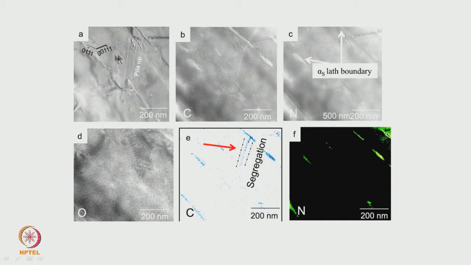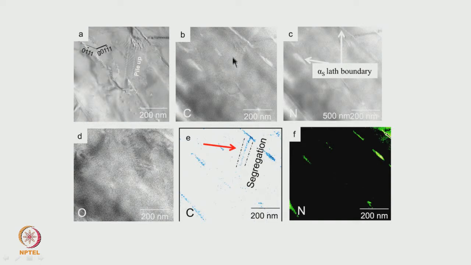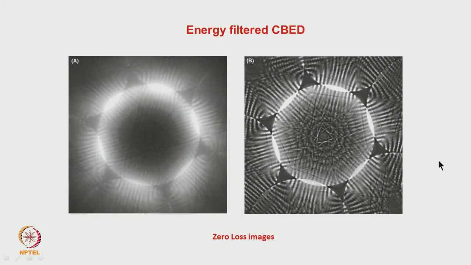Using this energy filtered microscope, which is available at IGCAR Kalpakkam, and now it is also available at NML Pune, we could find out that there is segregation of carbon as well as nitrogen to this dislocation, whereas oxygen is uniformly distributed in the sample. This I had mentioned about, the effect of it on the quality of that image.